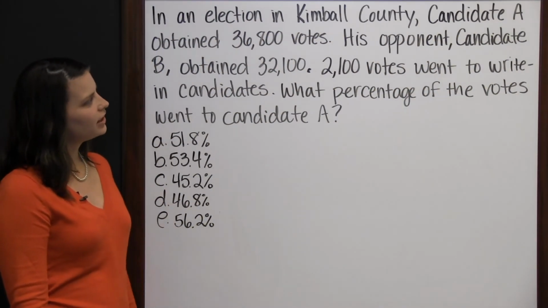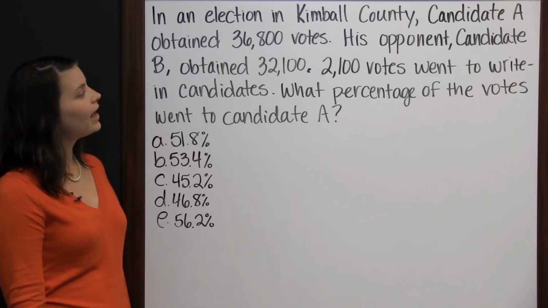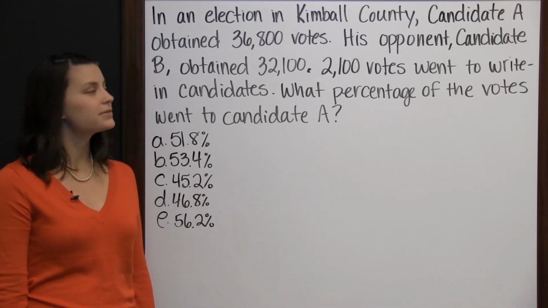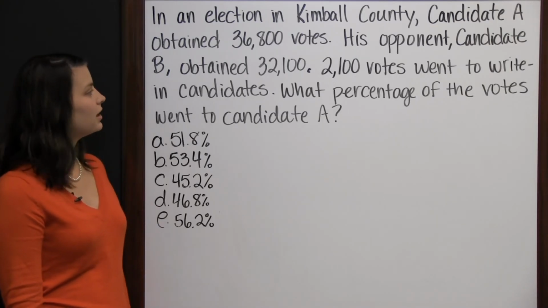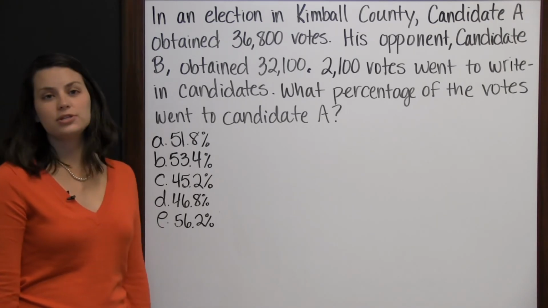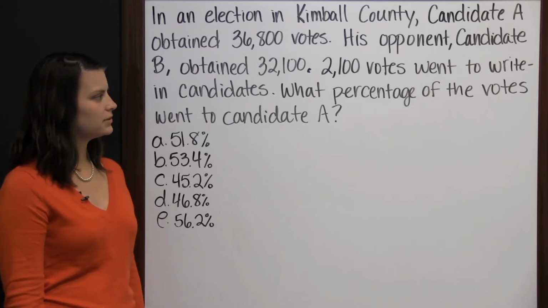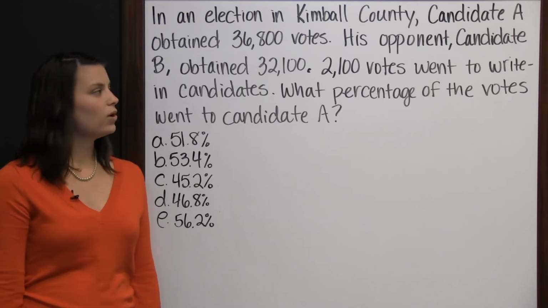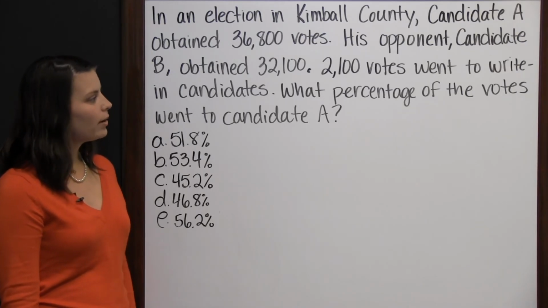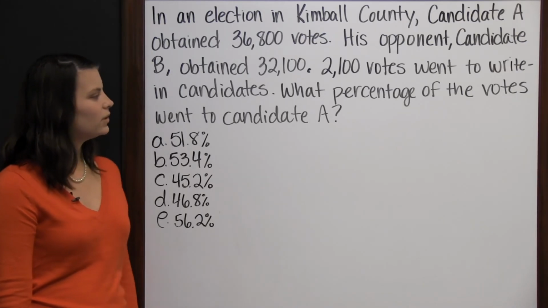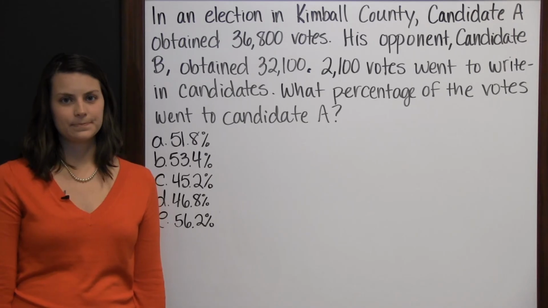In an election in Kimball County, candidate A obtained 36,800 votes. His opponent, candidate B, obtained 32,100 votes. 2,100 votes went to write-in candidates. What percentage of the votes went to candidate A?